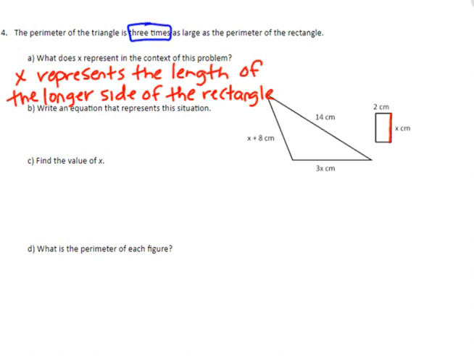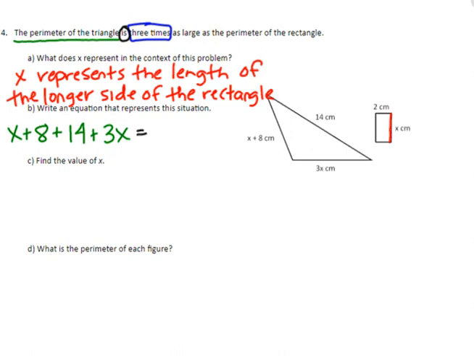So I'm just going to break up each part. So the perimeter of the triangle, that would be represented by x plus 8 plus 14 plus 3x. So I'm just adding up all the side lengths. That's the perimeter of the triangle. Then I have this keyword "is." That tells me to put an equal sign there. Move this over just a bit.